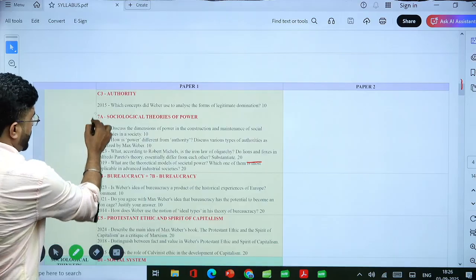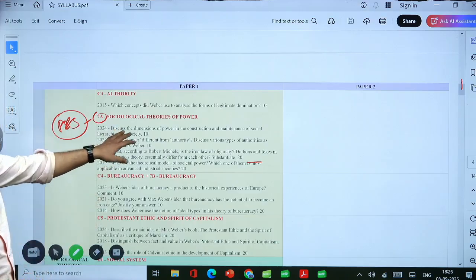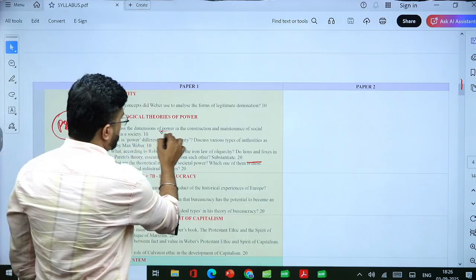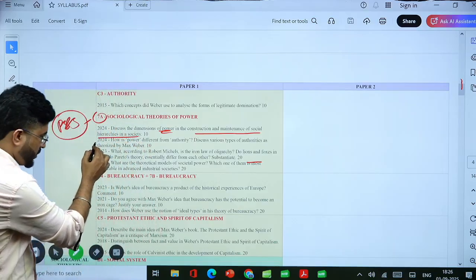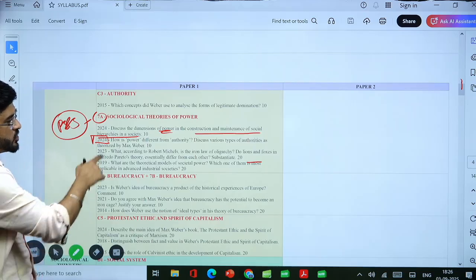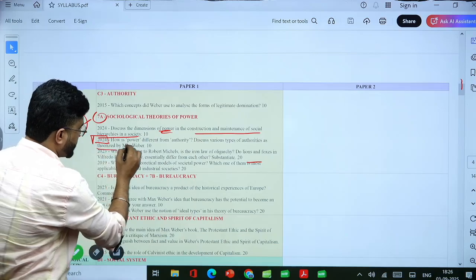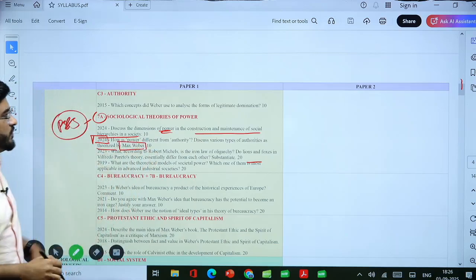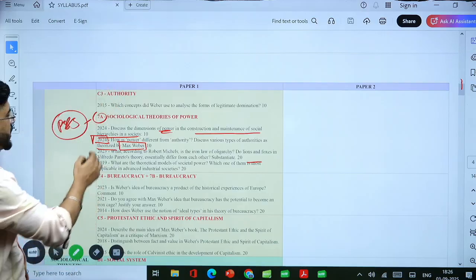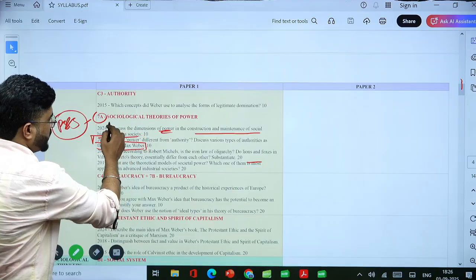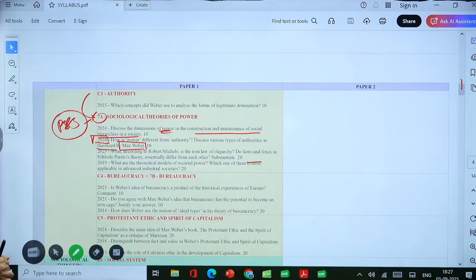Then the politics and society chapter. Discuss the dimensions of power in construction and maintenance of social hierarchies in a society. Look at this particular 2024 question: how is power different from authority? Discuss major types of authorities as propounded by Max Weber. So when you are covering authority from Max Weber's perspective in chapter 4, why not cover the whole of power and authority in this particular Max Weber class itself?